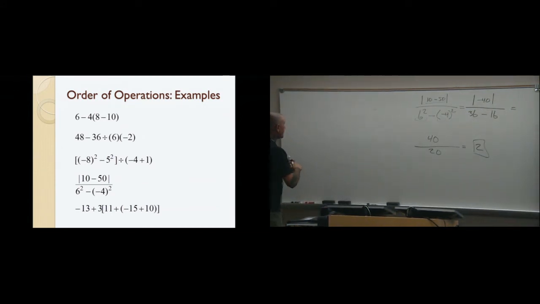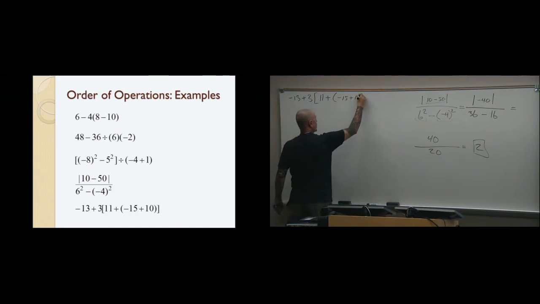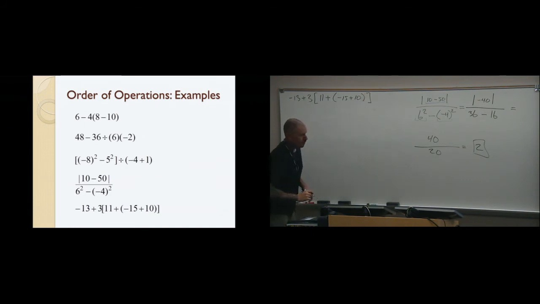So here we've got -13 plus 3 and then a bracket, and then 11 plus, and then a parenthesis, and then -15 plus 10, and then a parenthesis, and a bracket. Okay? So, once again, when I have a set of parentheses embedded within another set, I need to do the innermost set first. So, we're going to do that operation first.